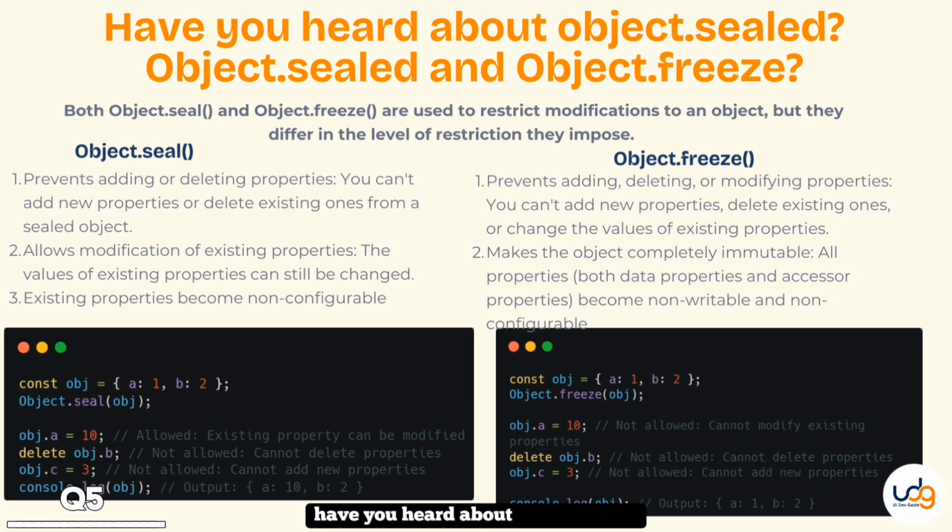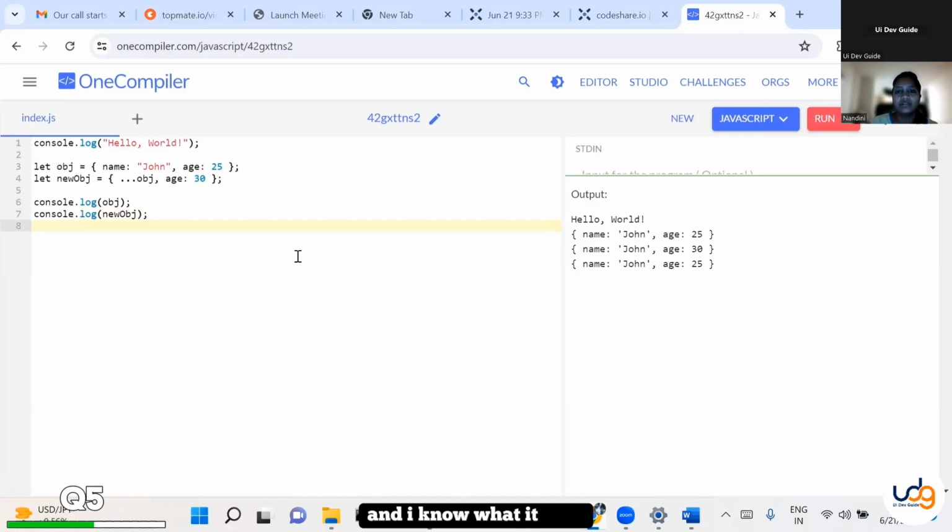Have you heard about Object.seal? Sealed? No. Object.freeze? Yeah, freeze I have heard, but not the previous one. Okay, so what does it do? I have no idea what it does. I'm not able to recall.